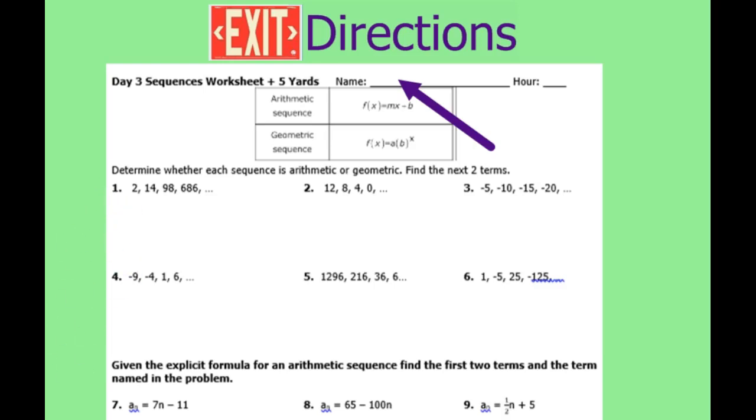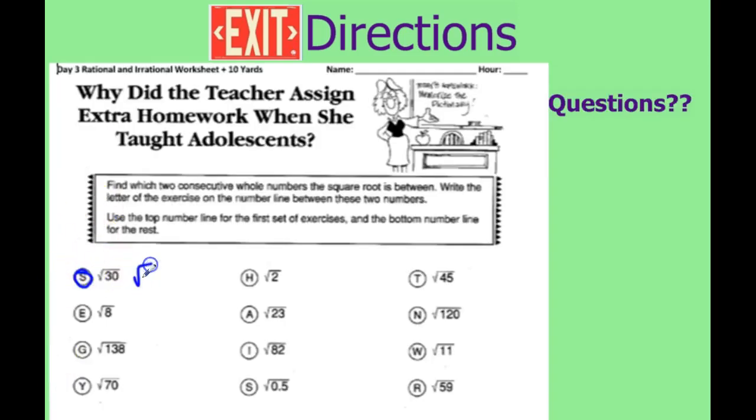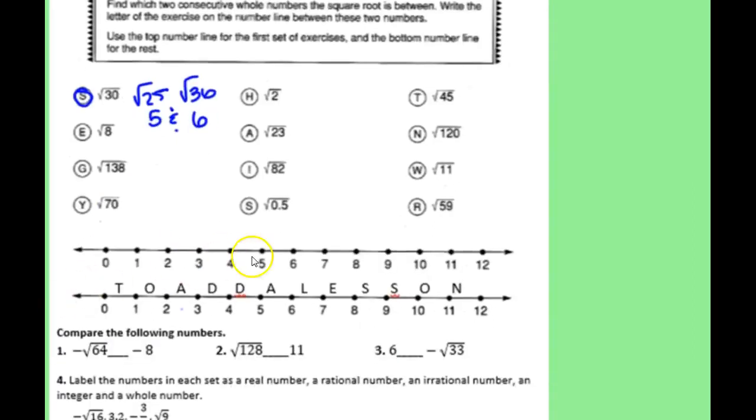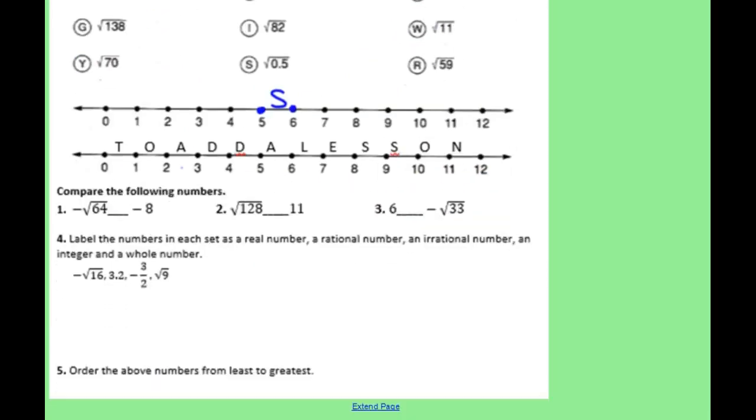So this is between the square root of 25 and the square root of 36. Well, the square root of 25 is really just 5, and the square root of 36 is really just 6. So between 5 and 6 here, I need to put the letter S. So that's what you're going to do for the rest of these. I did the second row for you. I got rid of those problems so you had less to do. And then there's just a couple down here you need to solve. 5 questions at the bottom.